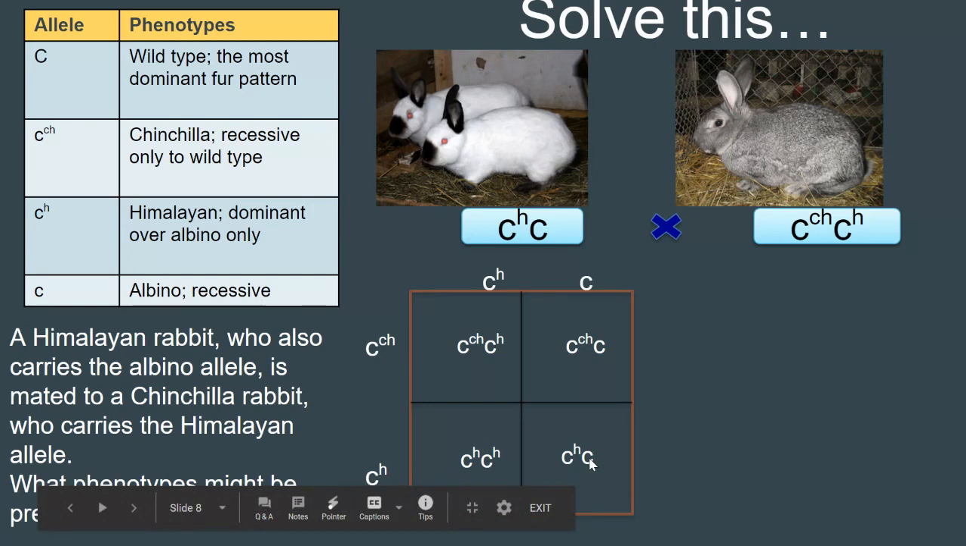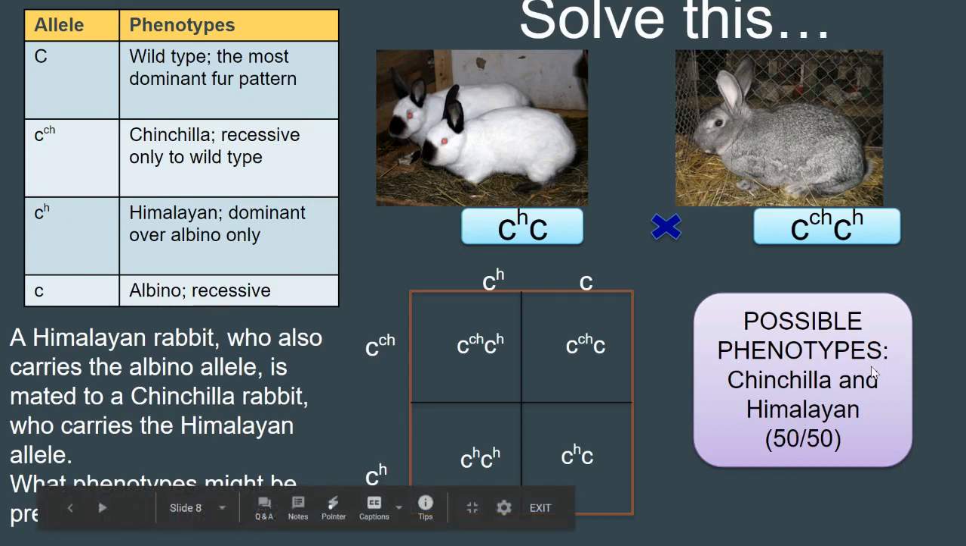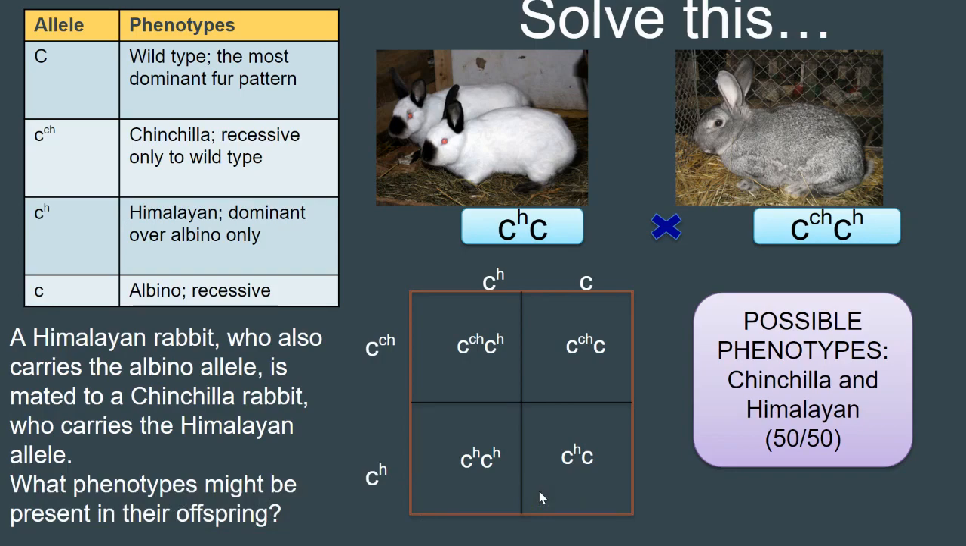It's really not all that different from the Mendelian crosses. You just have to think about this spectrum of dominance. What's the most dominant versus the least dominant? So when we look at phenotypes, half of these offspring, these top 2, would end up chinchilla colored, and the bottom 2 would end up Himalayan colored. So that's how we run multiple allele crosses.